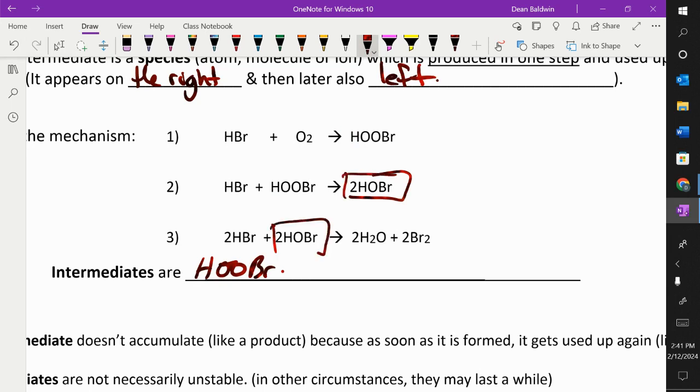And this, okay? So they have to form on the right side, and then in the next step, or one of the next steps, they get used up on the left side, okay? Do we include the coefficient? Because it's the molecule they're asking for.